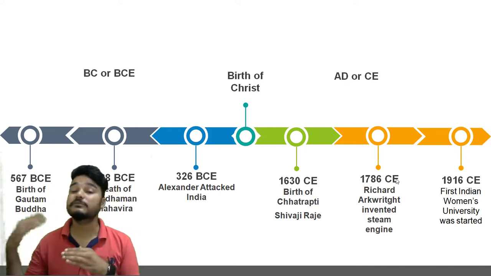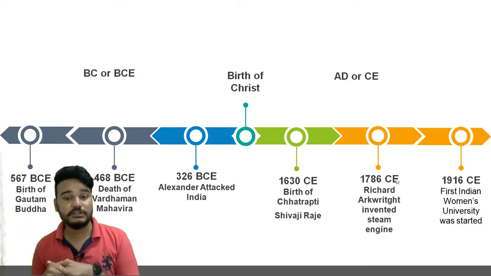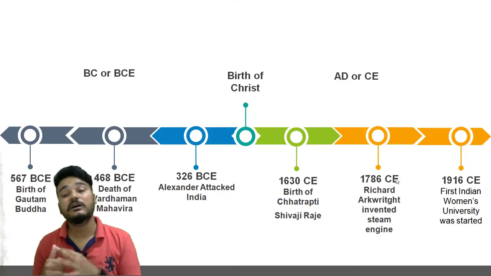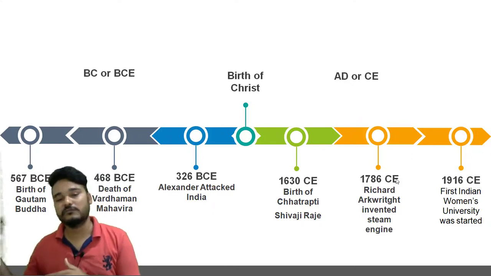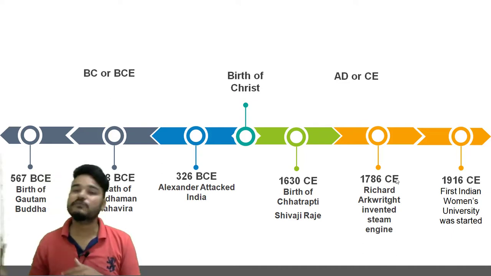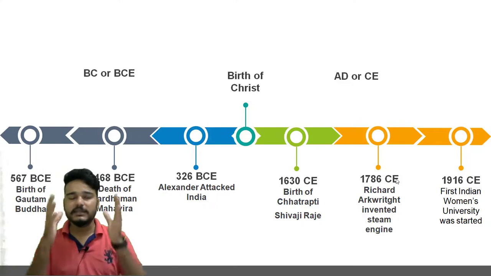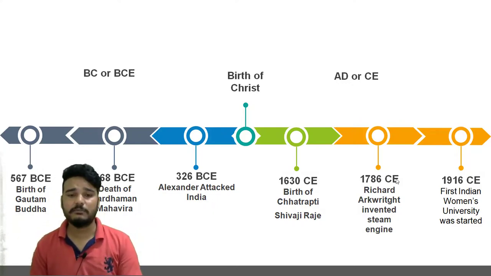Then 1786 we have Richard Arkwright invented the steam engine, and then in 1916 the first Indian women's university was started. If we go further, 1947 we got independence. We go furthermore, 1950 we became a republic. So this is the timeline. Okay, this was about the timeline.